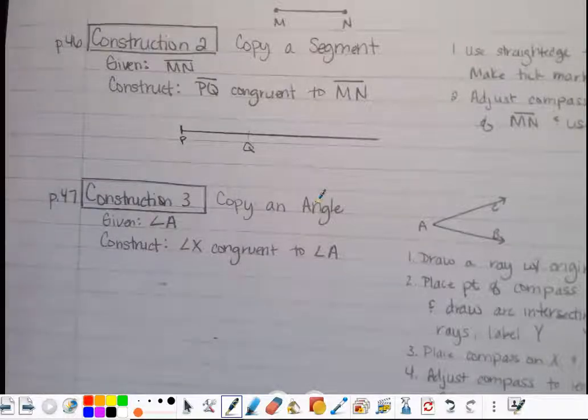How are we feeling so far? I want to draw more circles. You want to draw more circles? Circles are more fun. All right, let's go on to construction 3 then.